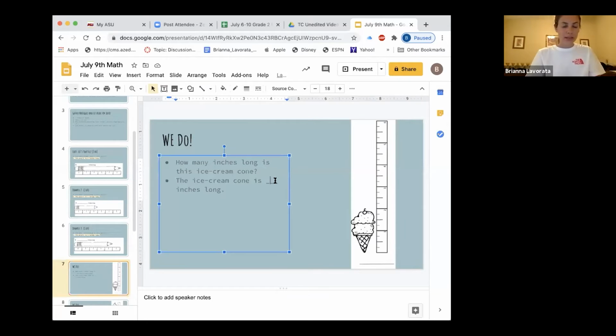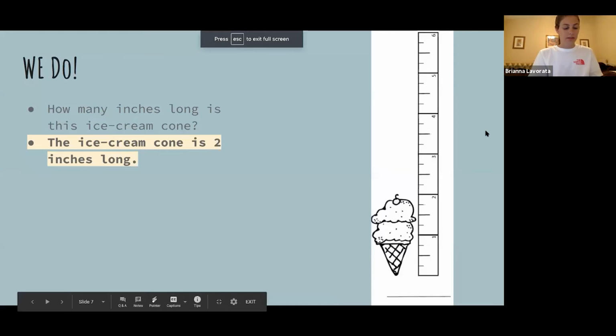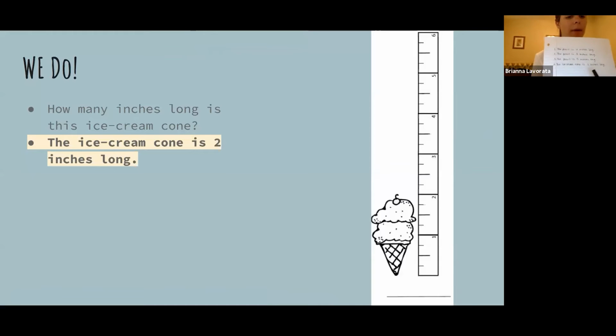So we can go ahead and copy this on your guys' paper. The ice cream cone is only 2 inches long. Go ahead and bold that for you so you can better see what you're writing here again. The ice cream cone is 2 inches long. Just like I have on my paper here, you are writing exactly what you see here in the bolded yellow. You're writing that on your paper.